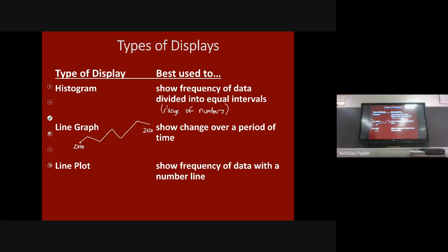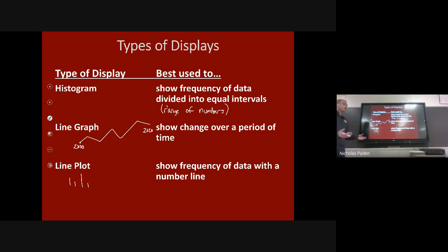And then a line plot, it is like a dot plot, except instead of dots, it would be a line. So that's what a line plot would look like. So instead of having a dot for each number, there'd be a line that goes up. The taller it is, the more often it occurs. So showing frequency, how often something happens with a number line at the bottom. So similar to a dot plot.